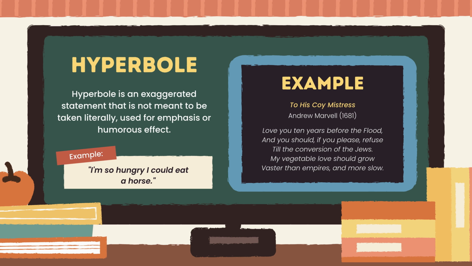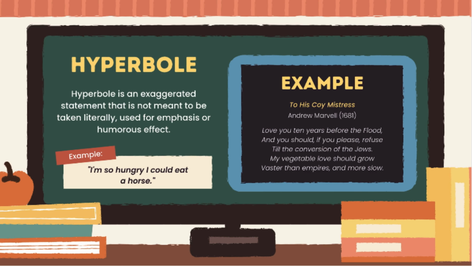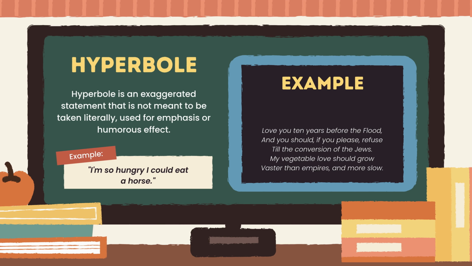Here is an example from To His Coy Mistress by Andrew Marvell, written in 1681. I would love you ten years before the flood, and you should, if you please, refuse till the conversion of the Jews. My vegetable love should grow vaster than empires, and more slow.